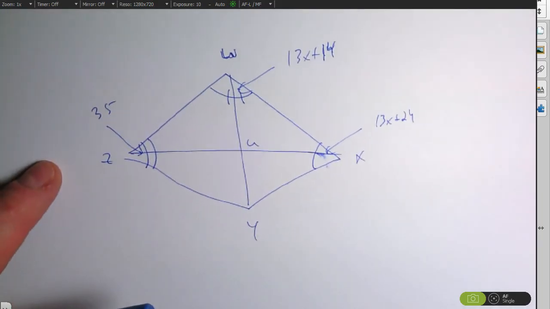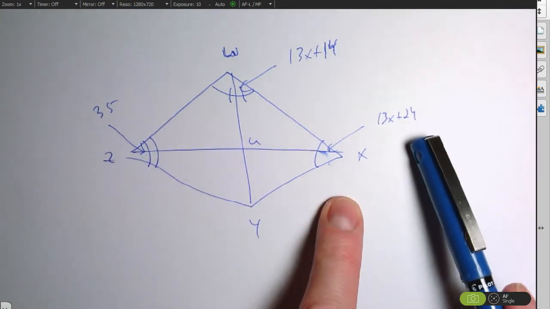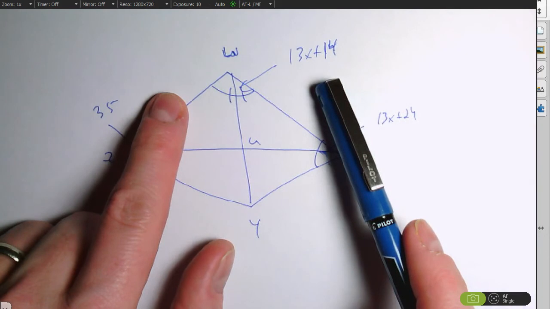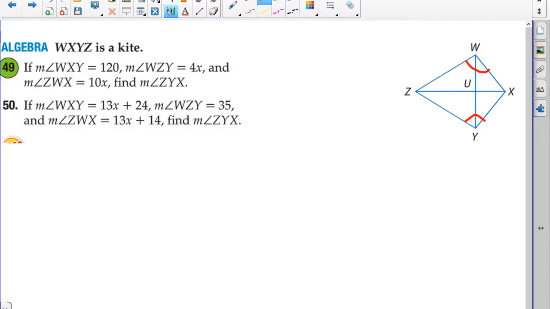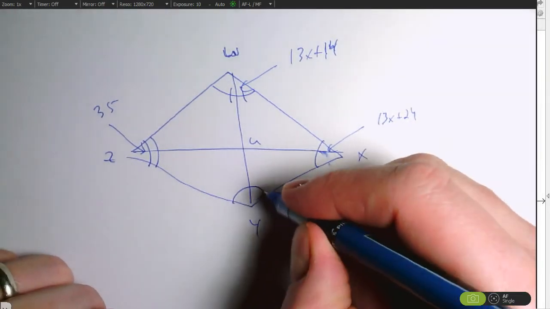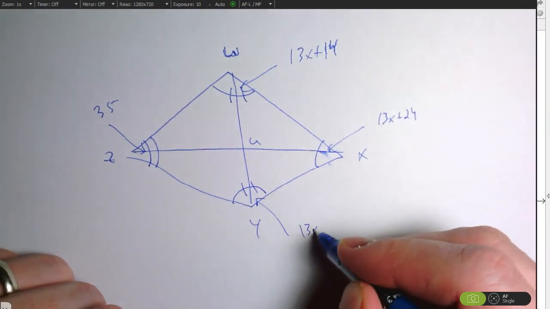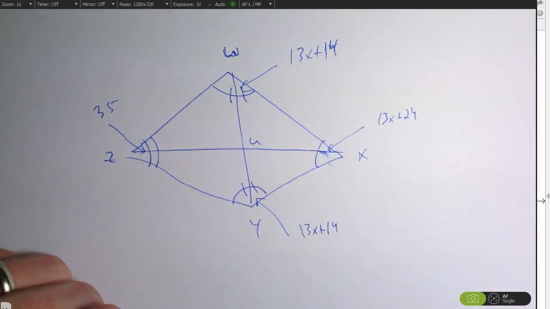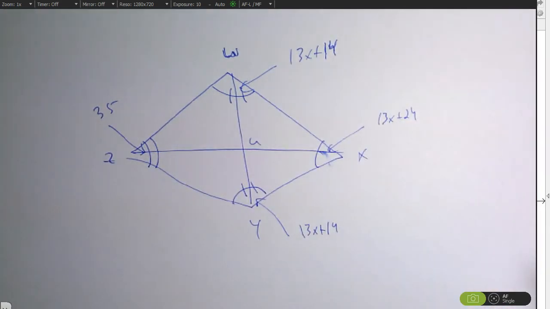So here's the drawing. Here's what we know. Again, this angle's 35. This angle's 13x plus 24. This angle's 13x plus 14. Did I write that down right? That seems weird. Yep, both 13x. Okay, and so this angle here is congruent to W, so that's also 13x plus 14. Now what we will do is just add up all four angles and again set it equal to 360.